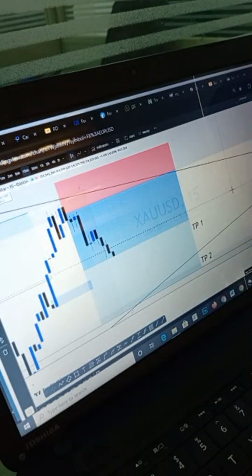So as many tuning in, we're still holding gold. What a beautiful way to begin the week. First trade for the week. Pretty much this is actually going in our favor because we spotted this and we got in.